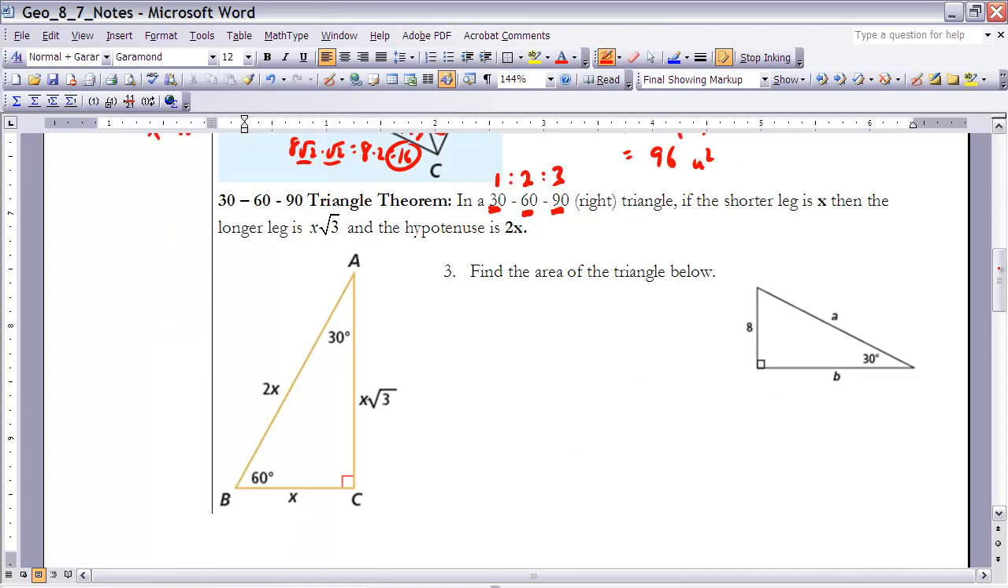So on this triangle, I have that labeled. Here's the smallest side, which is opposite the smallest angle, x. Here's the longer leg, opposite the bigger of these two angles. And then finally, the hypotenuse is the longest side, which is 2x. But they're all interrelated with that x. So if I know any one side for this 30, 60, 90 degree triangle, I can find the other two.